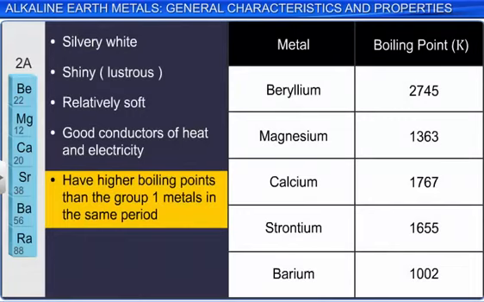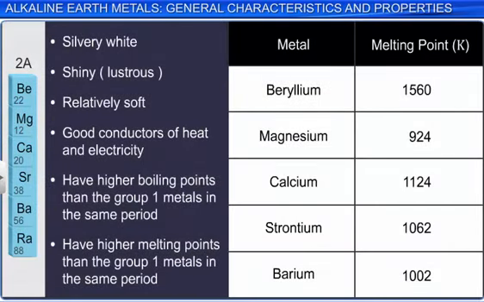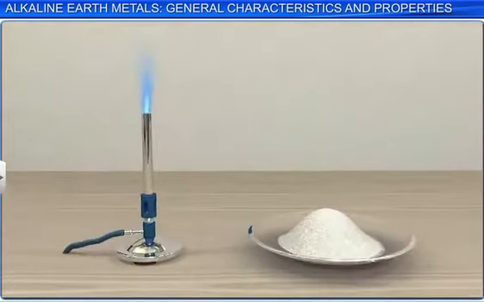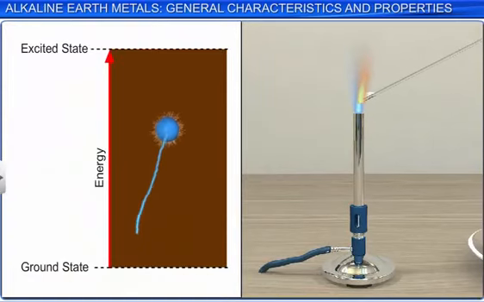The group 2 metals have higher boiling points than the group 1 metals due to their smaller atomic radii. Similarly, the group 2 metals have higher melting points than the group 1 metals in the same period, although the trend is not systematic. Flame tests are a simple, qualitative way to test for the presence of metals, by holding a sample of a metal salt in the flame and observing the change in the color. The heat of the flame excites the electrons to a higher energy level, and then the electrons emit light as they return to the ground state.